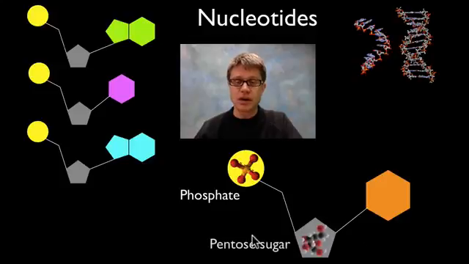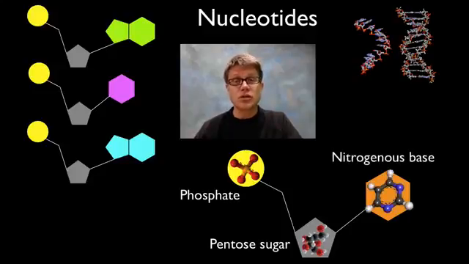What else do we have? Well, we have a pentose sugar. Pentose sugar means we have a 5-carbon sugar. In DNA, that's going to be a deoxyribose sugar, and then in RNA, it's going to be a ribose sugar. And then the most interesting part of a nucleotide is going to be the nitrogenous base.